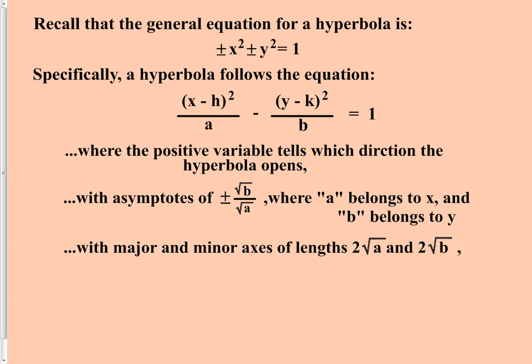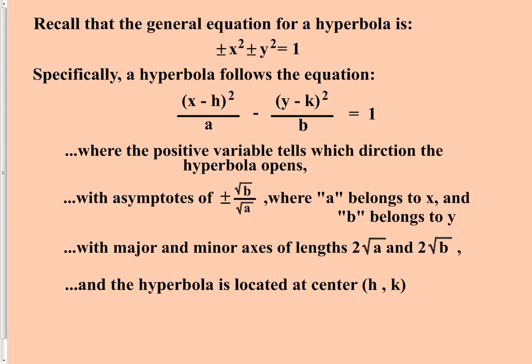Another piece of information, our major and minor axes, these are going to follow the same idea as we did with ellipses. If we take the denominator's values and square root them, then that is the distance from the center to the end of an axis. So if you double that, you get the overall length of the axis. Of course, the terms major and minor still apply, major being the longer of the two axes, minor being the shorter of the two axes. Our hyperbola is located at center at h comma k.